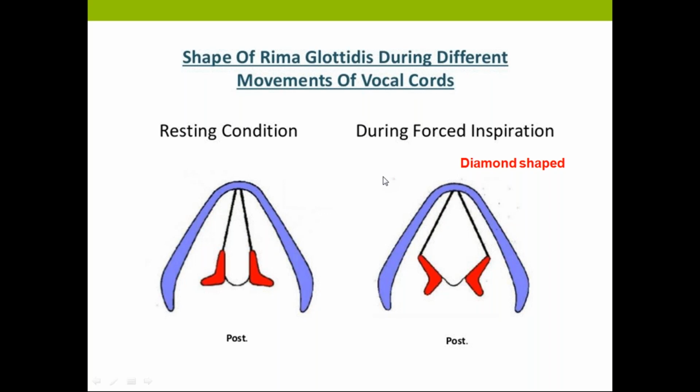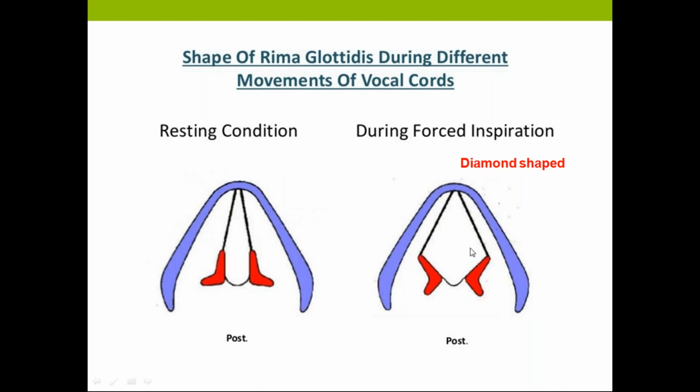Now in case of forced inspiration, the glottis widens here and it becomes diamond shaped. Otherwise you can say the intermembranous part assumes an enlarged triangular shape. So in resting condition it appears pentagonal in shape.